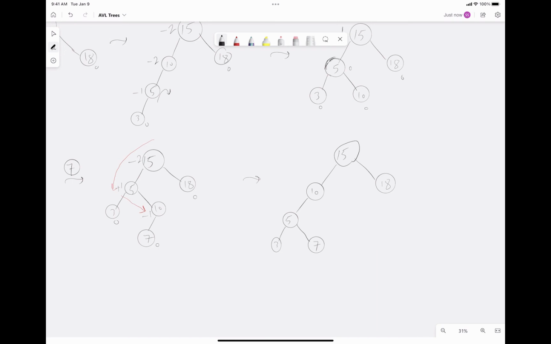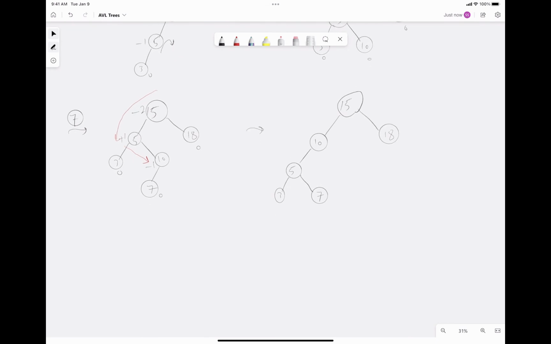So now it's like a trade. We just gave up the right child of 5, right? And now we need to give it another right child. That's how we are giving up the left child of 10, which was 7, and instead we took 5, and now we're again just doing a trade. So let's see what happened.